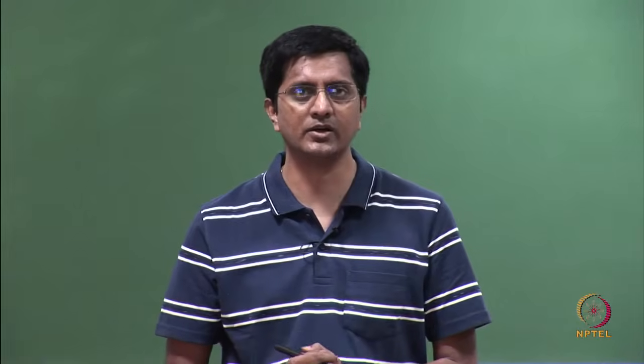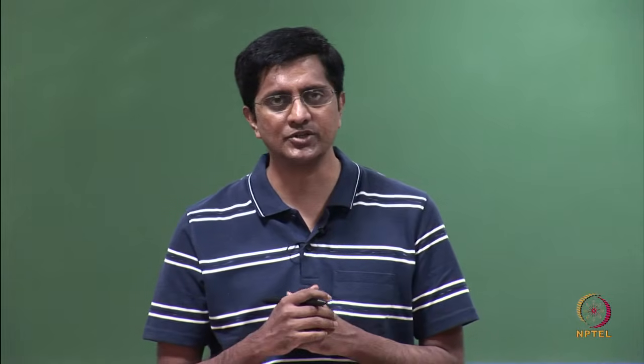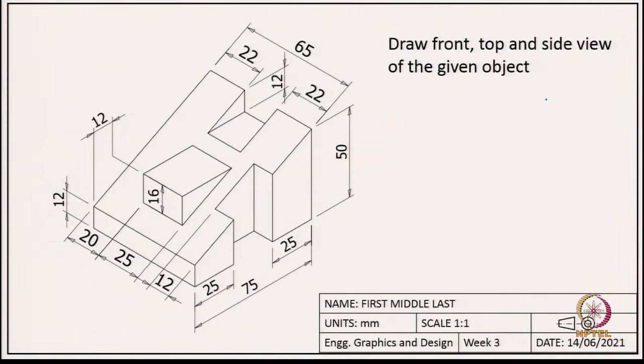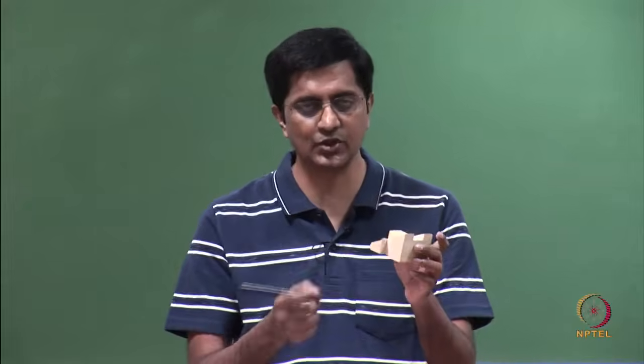But now, let us get into projections of a simple object. For example, the object we are looking at is this. Here we see an isometric view or a pictorial view of this object with all the dimensions. So, what is it we are asked to do? We are asked to draw the front, top and side view. So, here is the object which is shown on the slide.